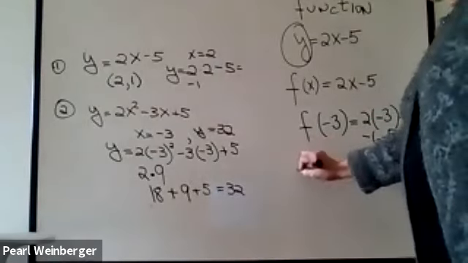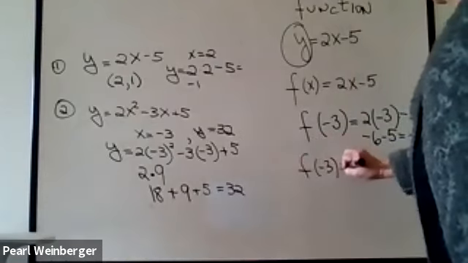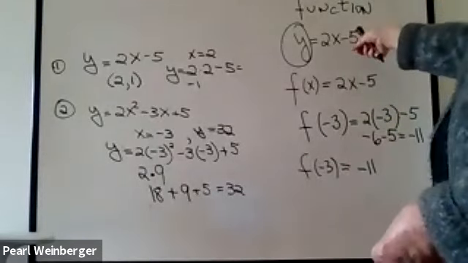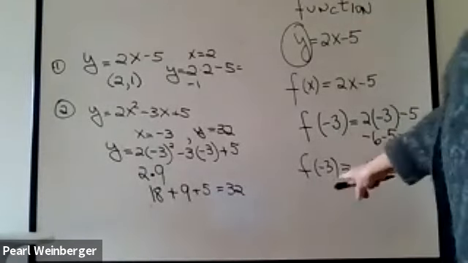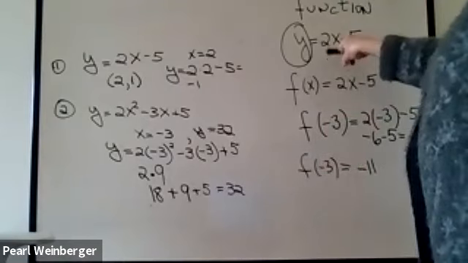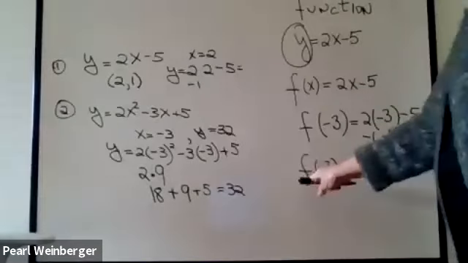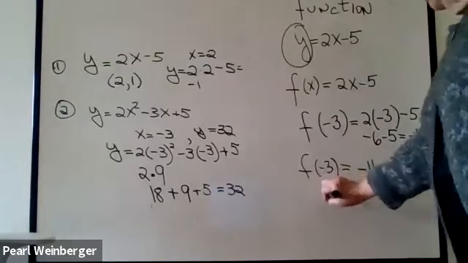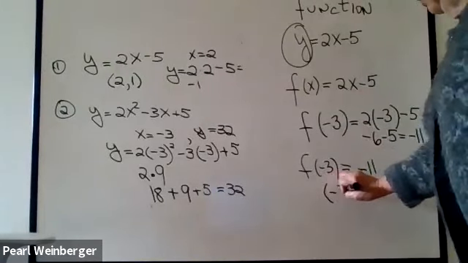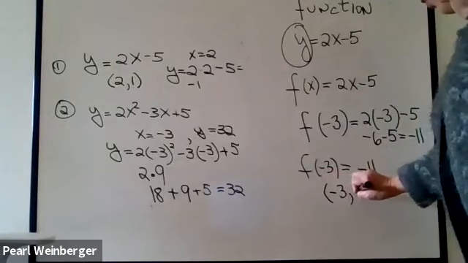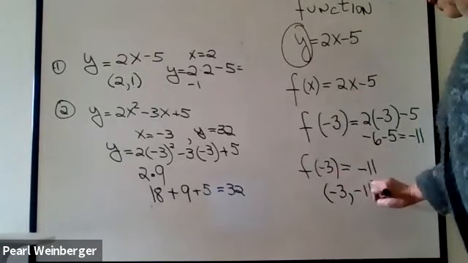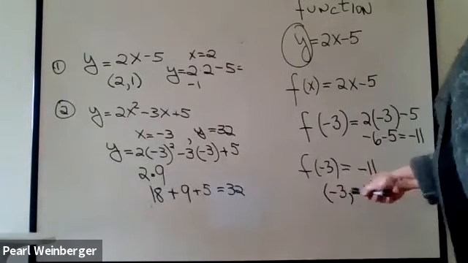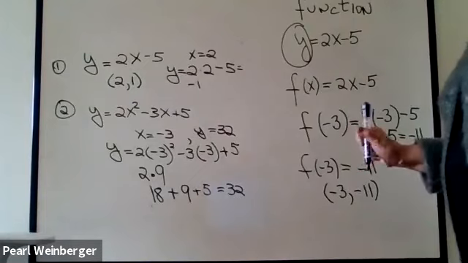If I ask you, what is f of negative 3? Your answer is negative 11. Because when I take my equation and put the negative 3 in place of the x, the y, which is the f of x, is negative 11. In other words, on the graph, if the x point is negative 3, the y value is negative 11. The coordinates of the point would have to be negative 3, negative 11.